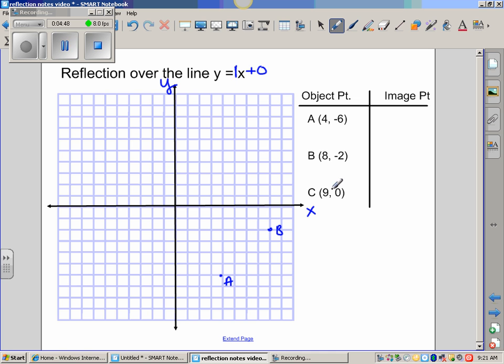Careful whenever you have a coordinate with a 0 in it. You always walk before you climb or fall. Start at the origin, count to 9. 1, 2, 3, 4, 5, 6, 7, 8, 9, and then do not go up or down at all. There's your value for C.